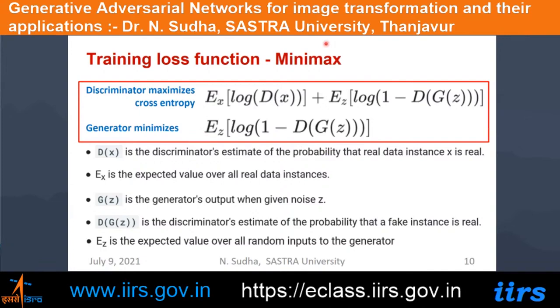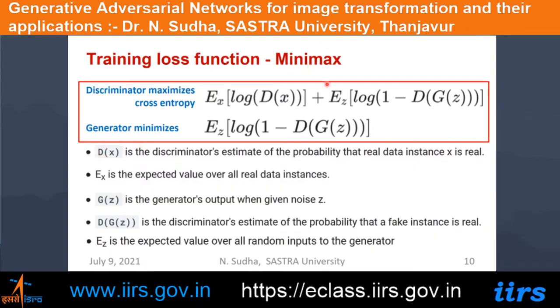In adversarial games like chess, one person wants to maximize his score and tries to minimize the other score, that is the opponent's score. So that's why it is called a minimax function.